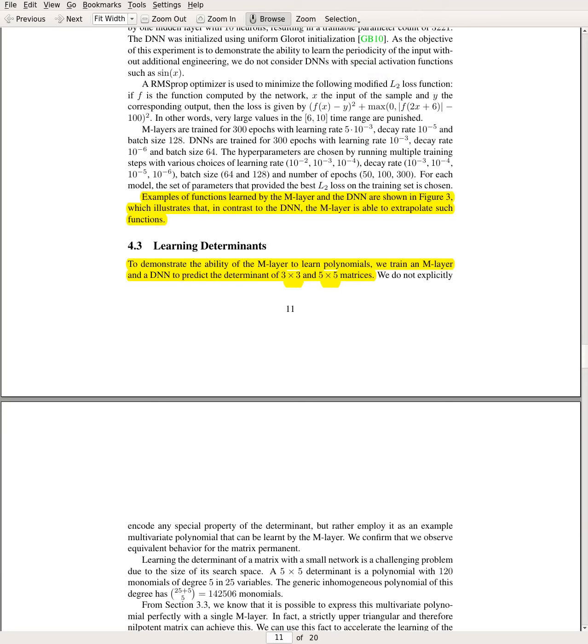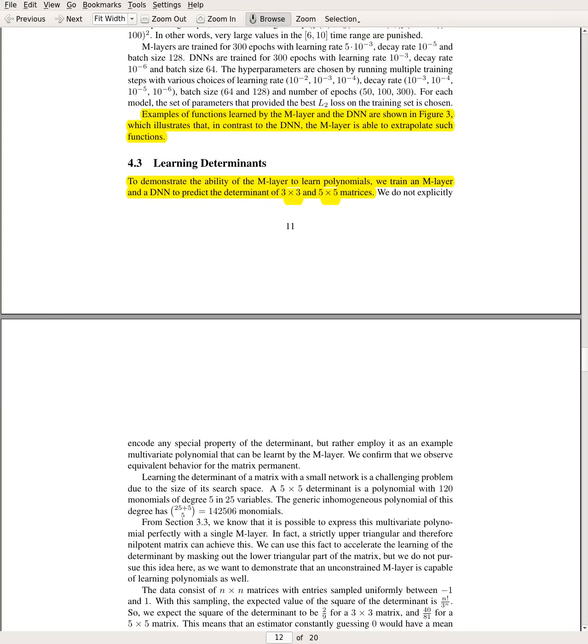So basically machine learning seems to be about fitting functions, and if you select the proper function basis, the proper group, you can get better results, and you can even extrapolate, right? It also depends on the nature of your extrapolation. If you extrapolate into the future, maybe you would like to include also some group of periodic functions. All right, let's go. Examples of functions learned by M-layer and DNN are shown in the picture, which illustrates that in contrast to DNN, M-layer is able to extrapolate such functions.